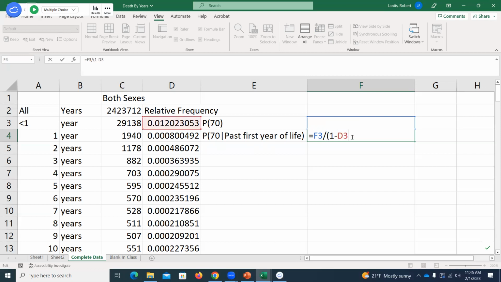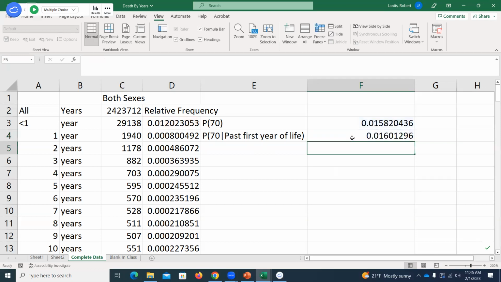All right. The probability I make it past the first year of life would just be 1 minus the probability that I don't make it past the first year of life. So I can use all these rules, right? I'm using the complement rule. I'm also using the multiplication rule here. We start to answer interesting questions like this.